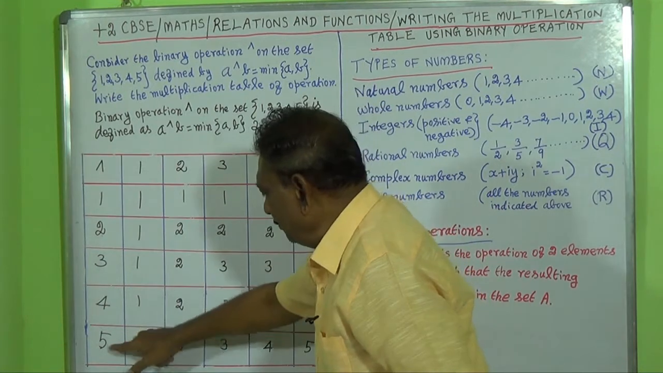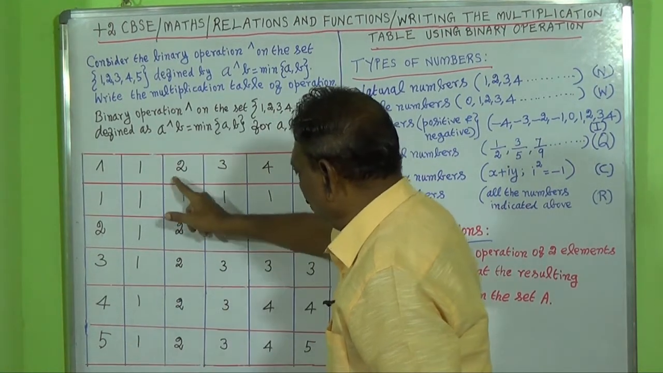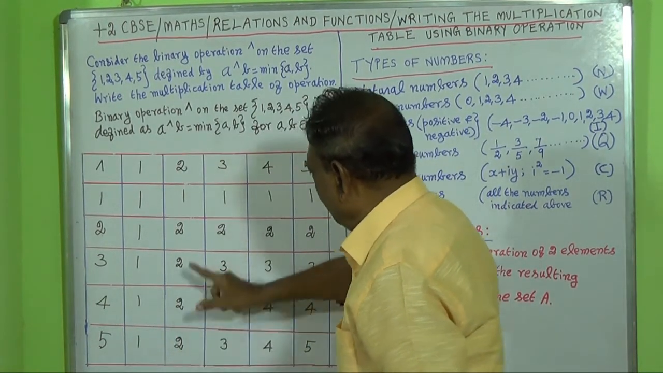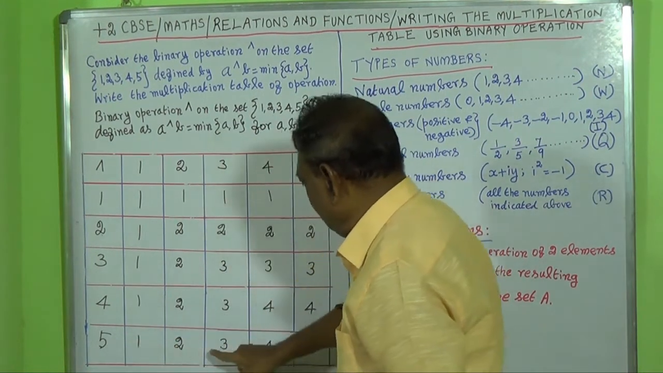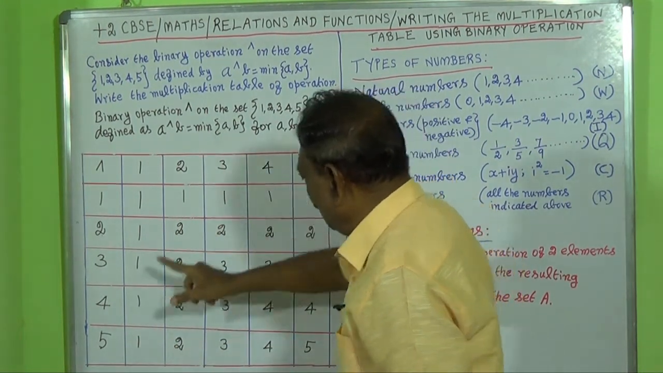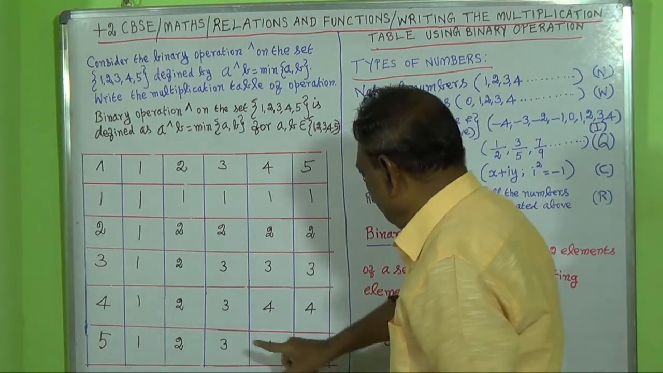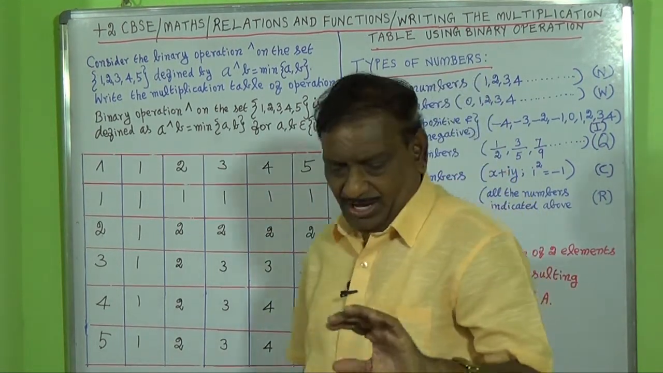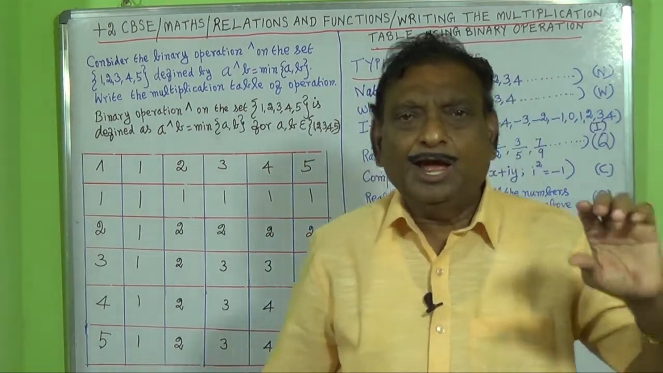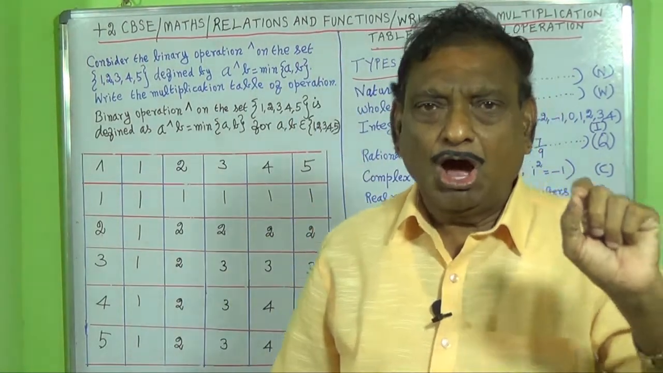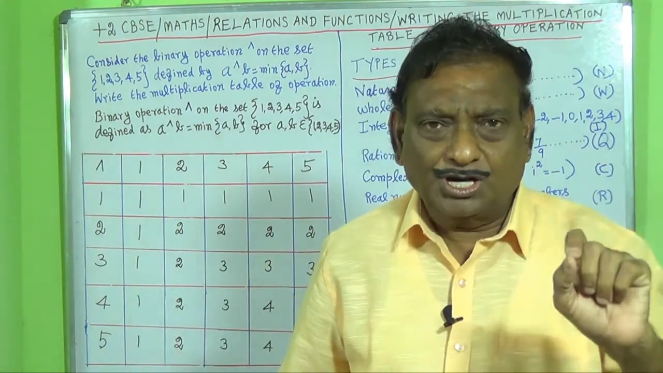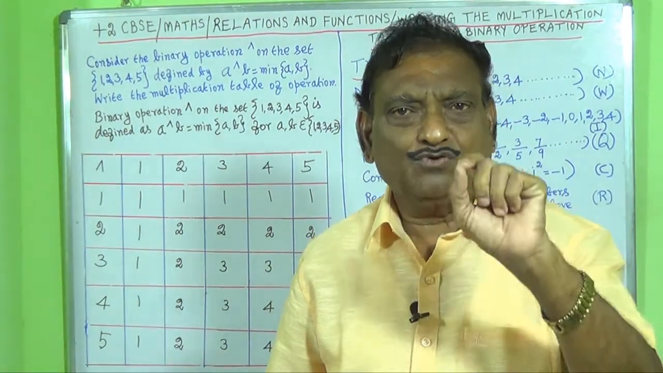Taking 1 and 5, the minimum is 1. Taking 2 and 5, the minimum is 2. Taking 3 and 5, the minimum is 3. Considering 4 and 5, the minimum is 4. Taking 5 and 5, the minimum is 5. In this way, we can easily write the multiplication table of the given set 1, 2, 3, 4, 5.